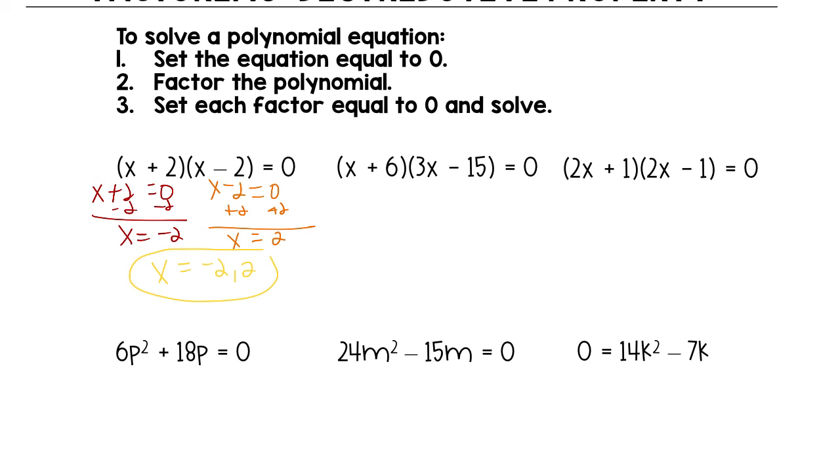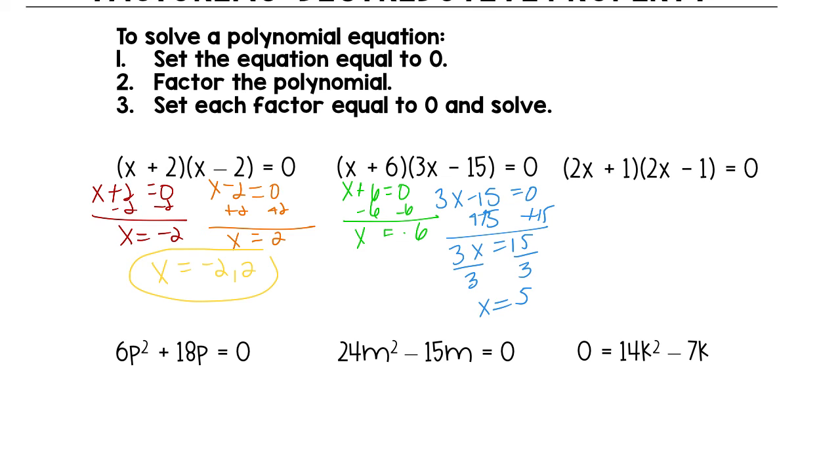Let's try it again. First set, that should be a plus, equals 0. Second set equals 0. And then we solve. Subtract 6 from the first, and we're left with x equals negative 6. Add 15 to each side. And we're left with 3x is 15. Divide by 3, and that's x is 5. So our final solution, x equals negative 6 and 5.